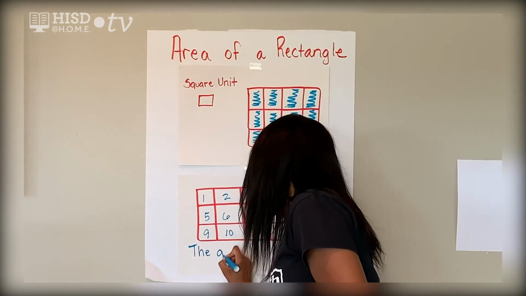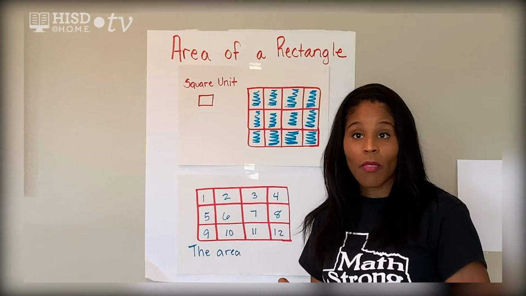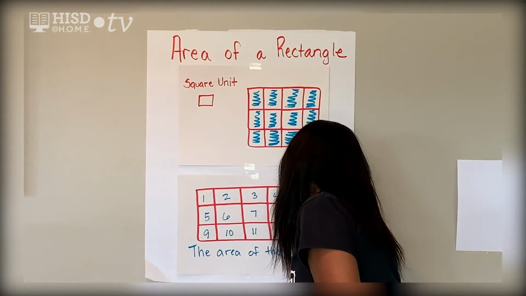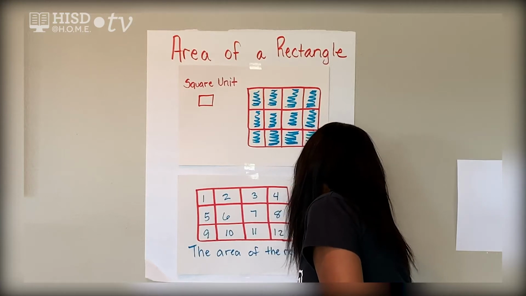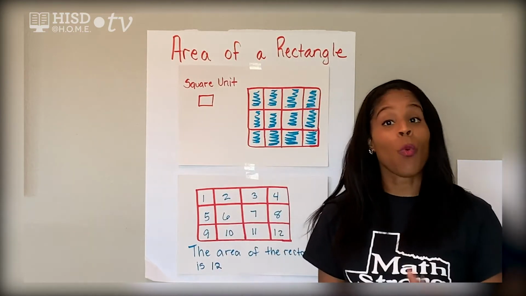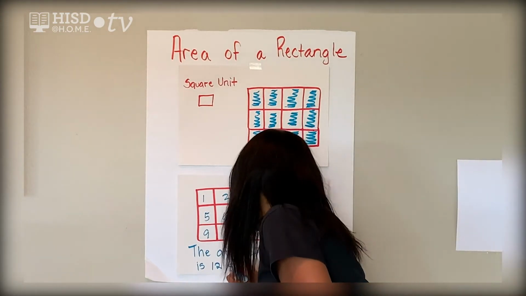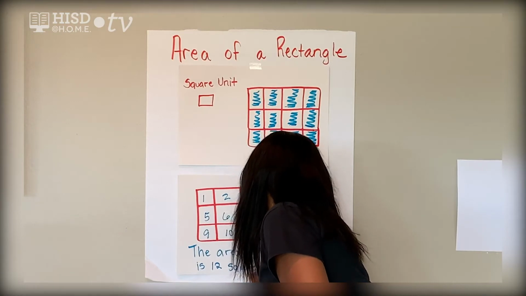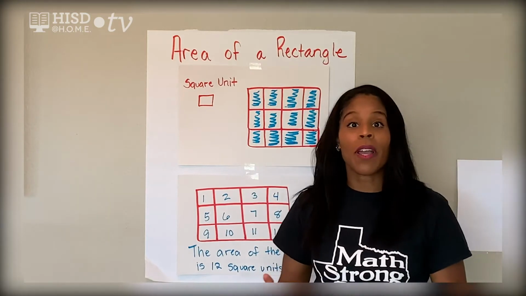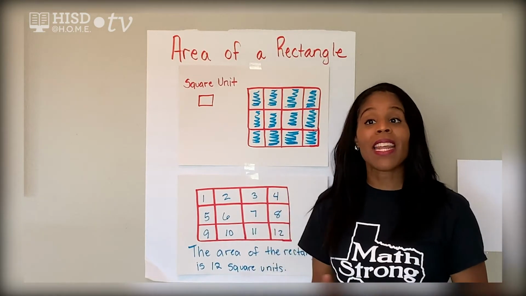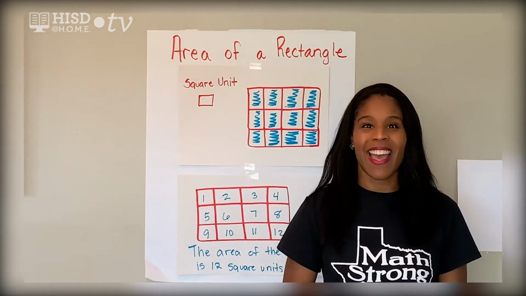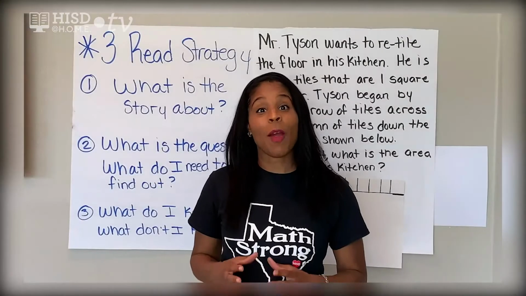The area of the rectangle is 12 square units. This is what we're going to be doing a lot of practice of today, finding that area. So remember this strategy for today because we're going to be using that. Let's begin our practice for today.